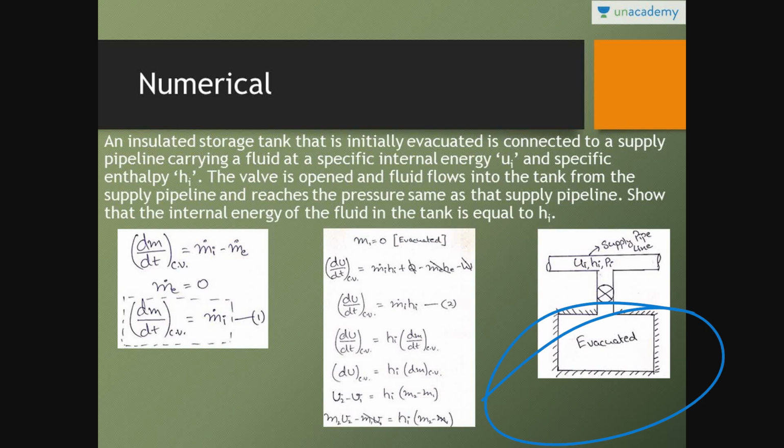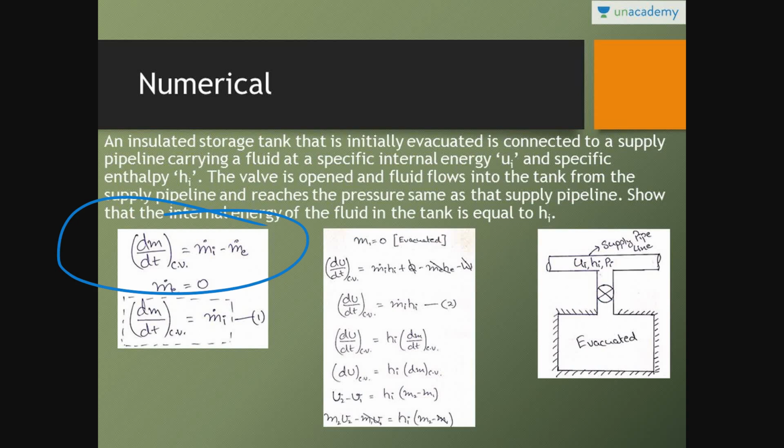Use the very first equation: dm/dt in control volume is equal to m dot i minus m dot e. M dot i is the mass entering through the pipeline and m dot e is the exit mass. M dot e is 0 because nothing is going out from this evacuated storage tank. So dm/dt in control volume is equal to m dot i. We know that m1 is equal to 0 because the cylinder is initially evacuated.